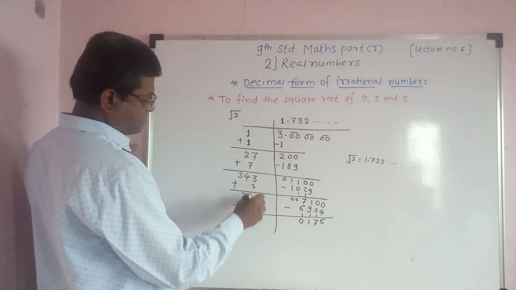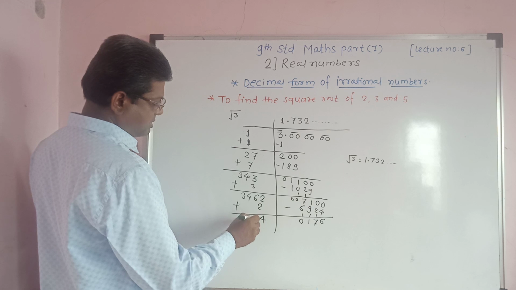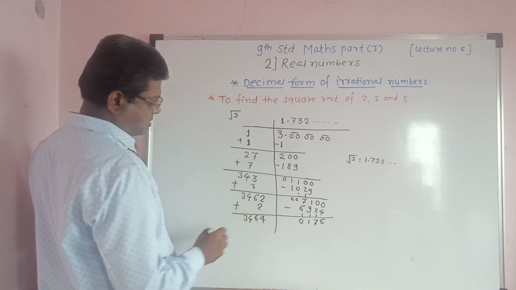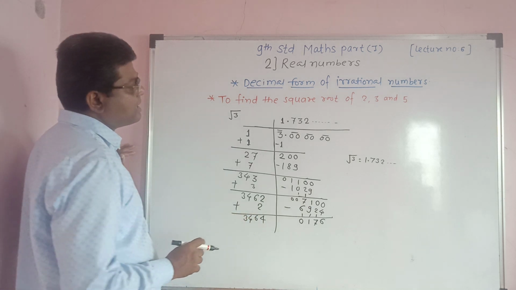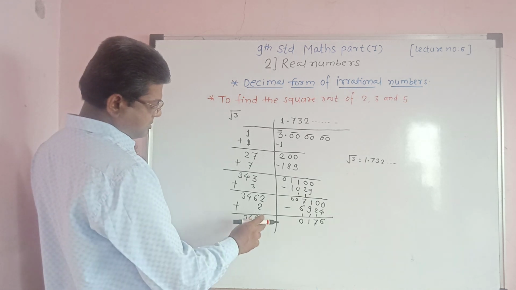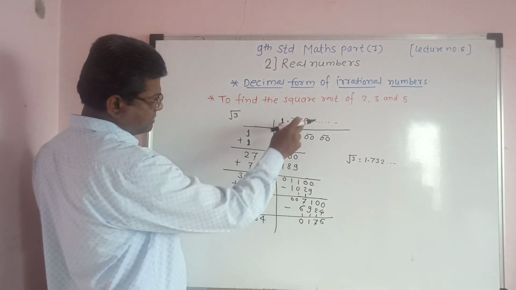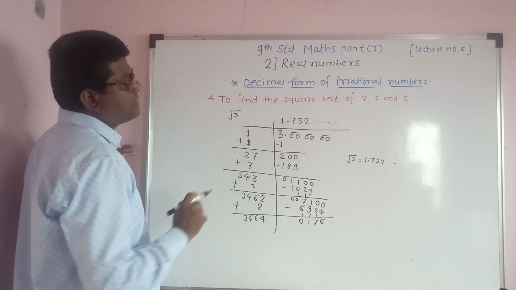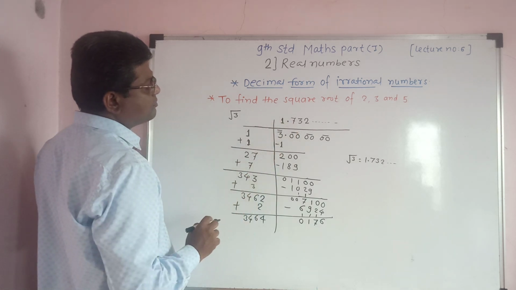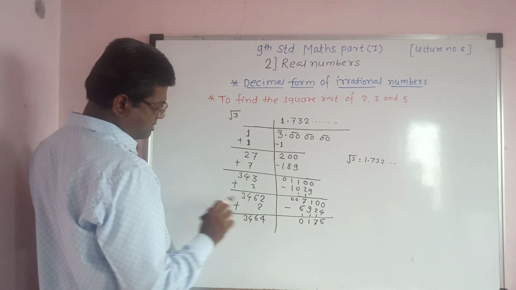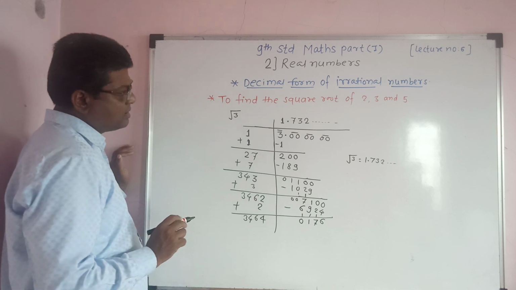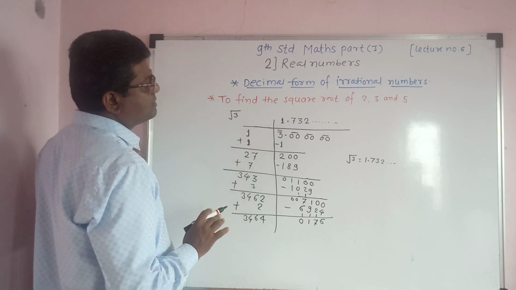Now 2 plus 2 is a 4 and 6, 3464. If we have to tally this answer, this number should be double of this number. If we multiply 1732 by 2, we get 3464. In this way we can tally the answer.